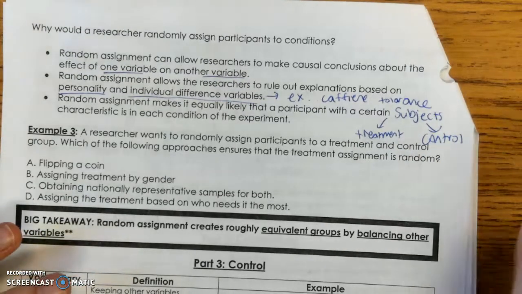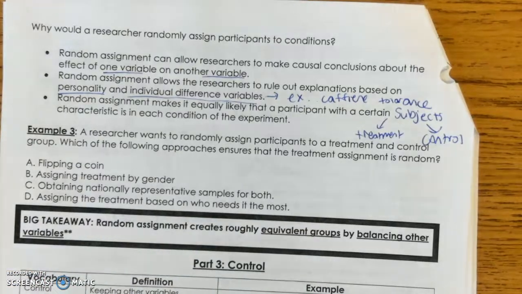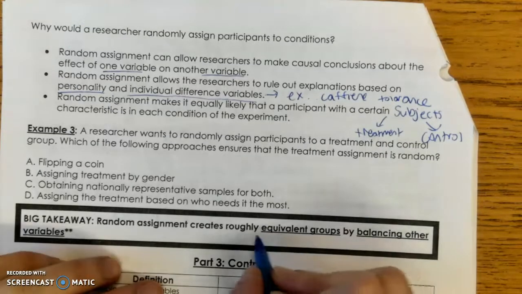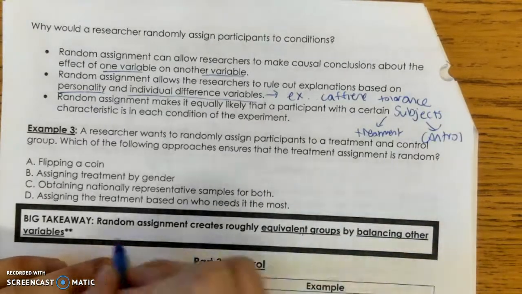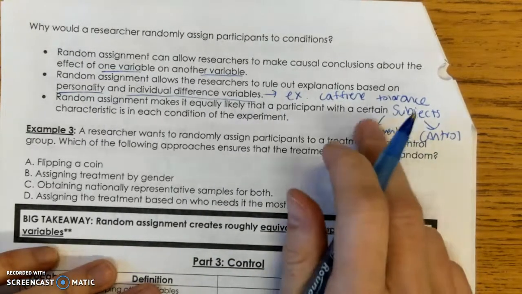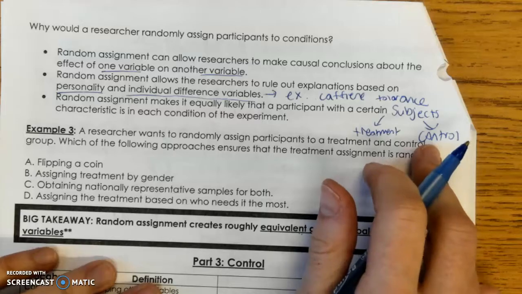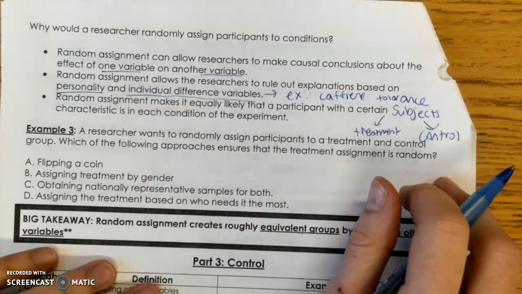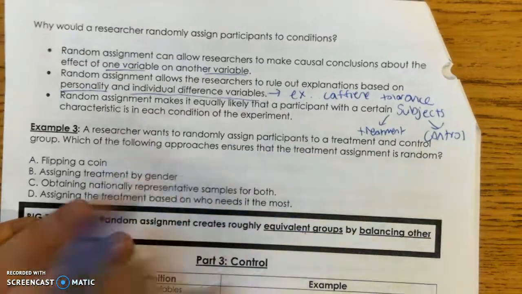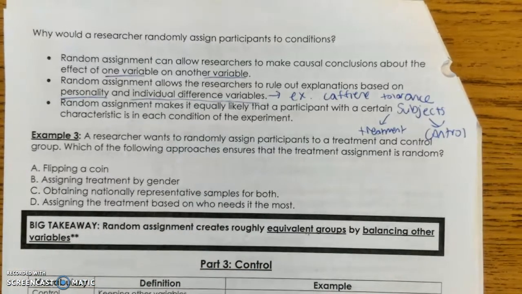I can't draw a conclusion about the effect of one variable on another because the caffeine tolerance is affecting the result. So random assignment creates roughly equivalent groups by balancing variables. So I balanced my caffeine tolerant people into two separate groups. All right, so a researcher wants to randomly assign participants to a treatment and control group.